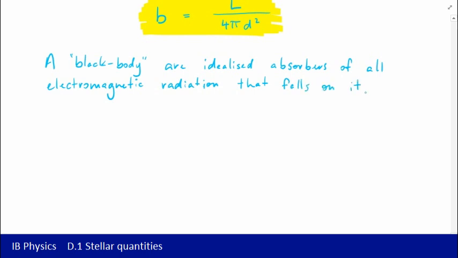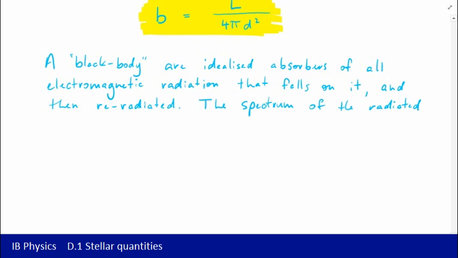So there's a difference between reflecting and re-radiating. The reason it's important that we make that distinction is that if it's reflecting it, then the incoming radiation is the same as the outgoing. If it's re-radiating it, the spectrum of the re-radiated energy can be different. And by spectrum, we're talking about the electromagnetic radiation that's released from it. The spectrum of the radiated energy will be determined by the temperature of the object itself.